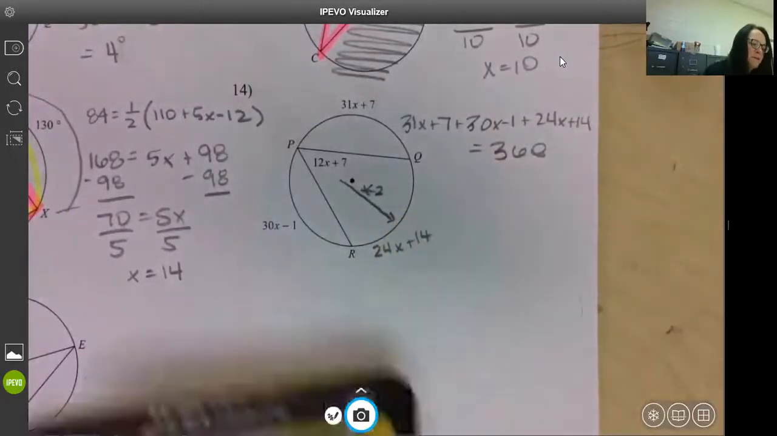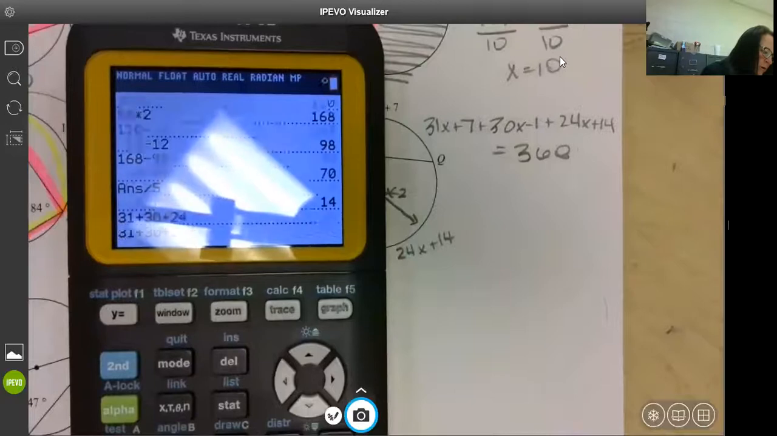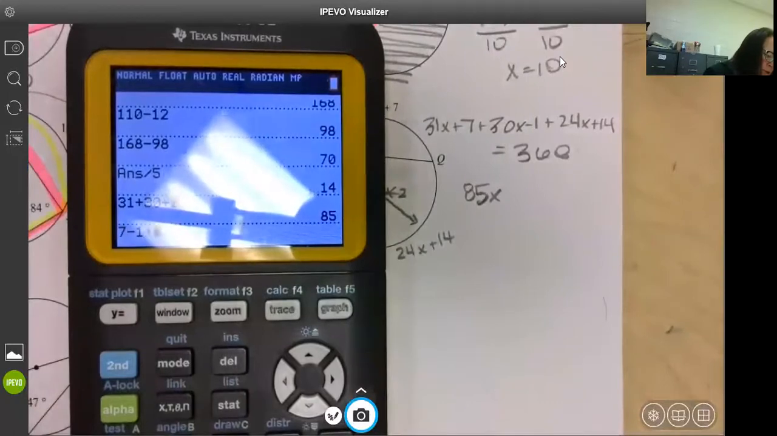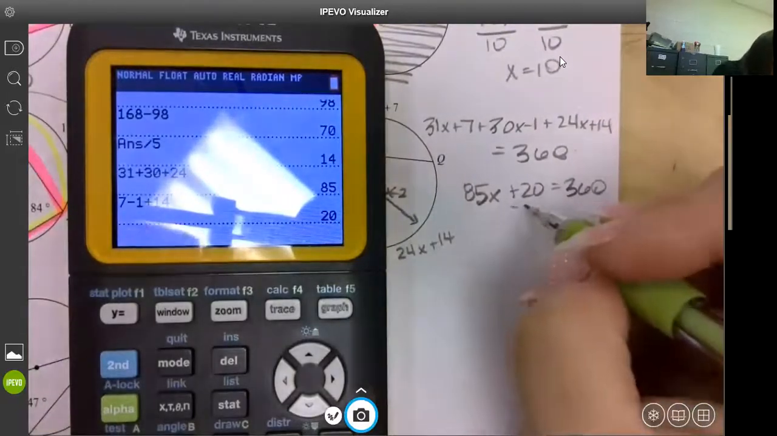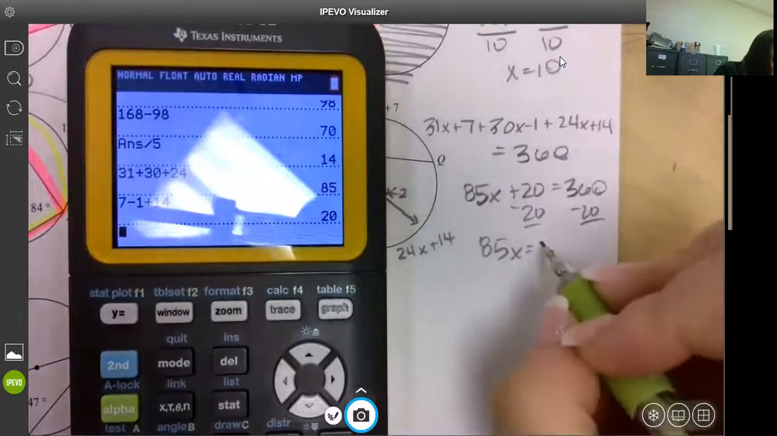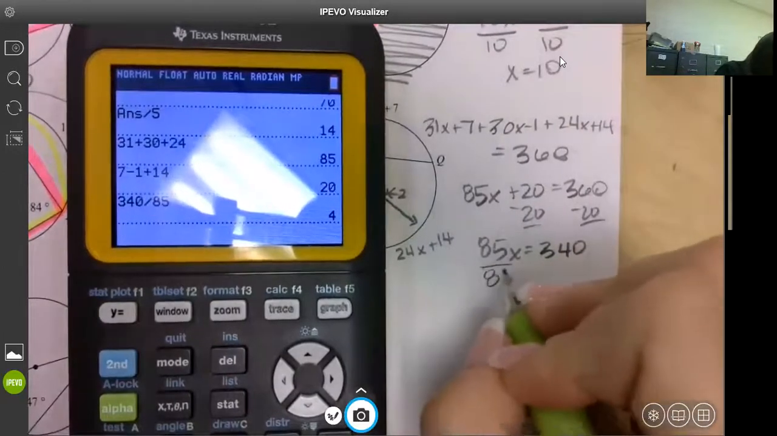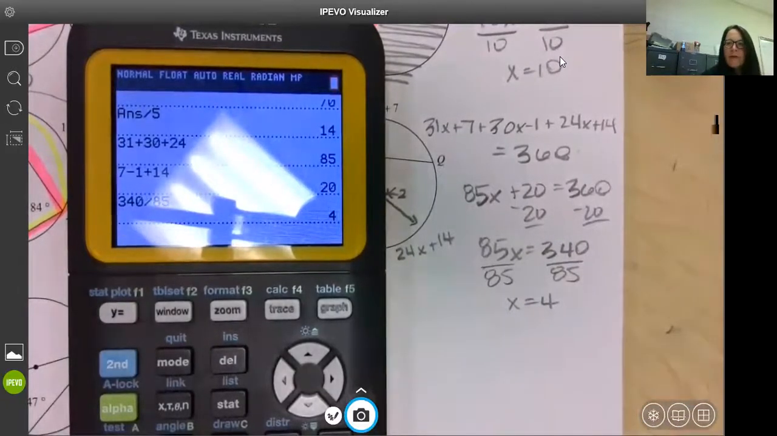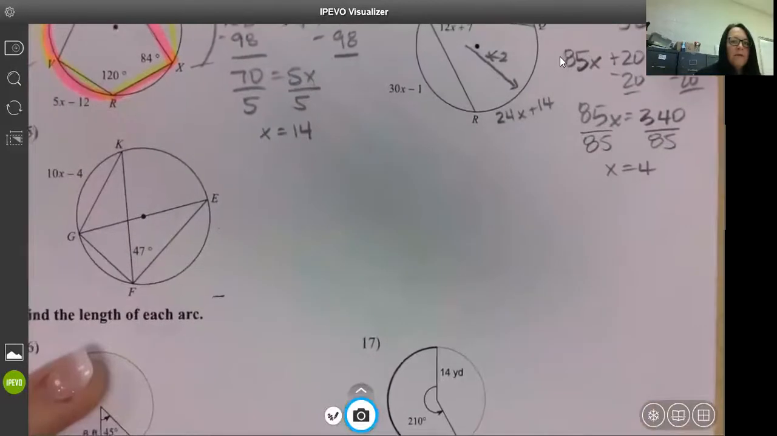So this is how we'll find x. We're going to add them up. 31, I'm going to start with my x's, plus 30 plus 24 gives me 85 x's. We have 7 minus 1 plus 14, which gives me 20 equals 360. We're going to subtract 20. We get 85x equals 340. And then we're going to divide by 85. And we get x equals 4. And again, all it asks you to do is solve for x, so you're good to go. All right, so again, there was one like that on your quiz. All right, check out the next one.